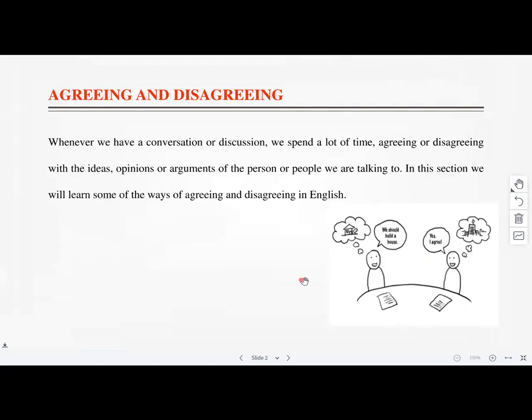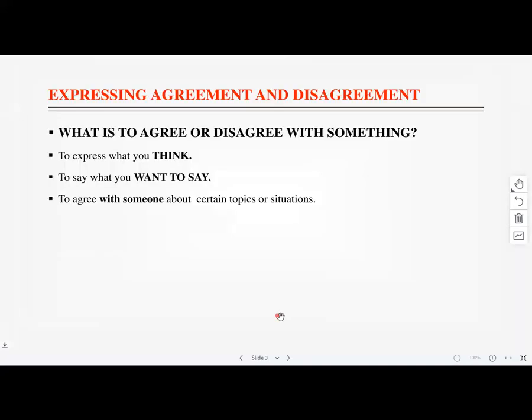So whenever we are having a conversation or a discussion, we actually spend a lot of time agreeing and disagreeing with the ideas, with the opinions, and other people. So we are going to talk about how to agree and disagree in English language.